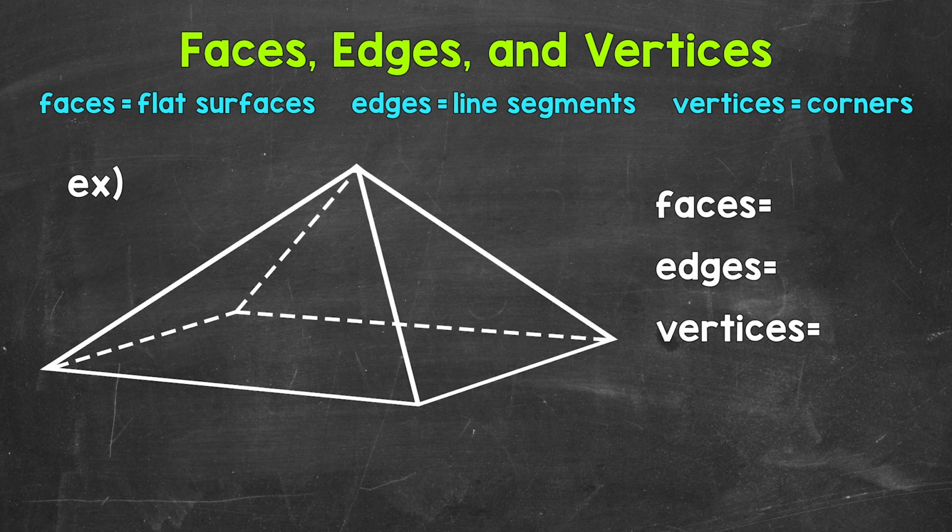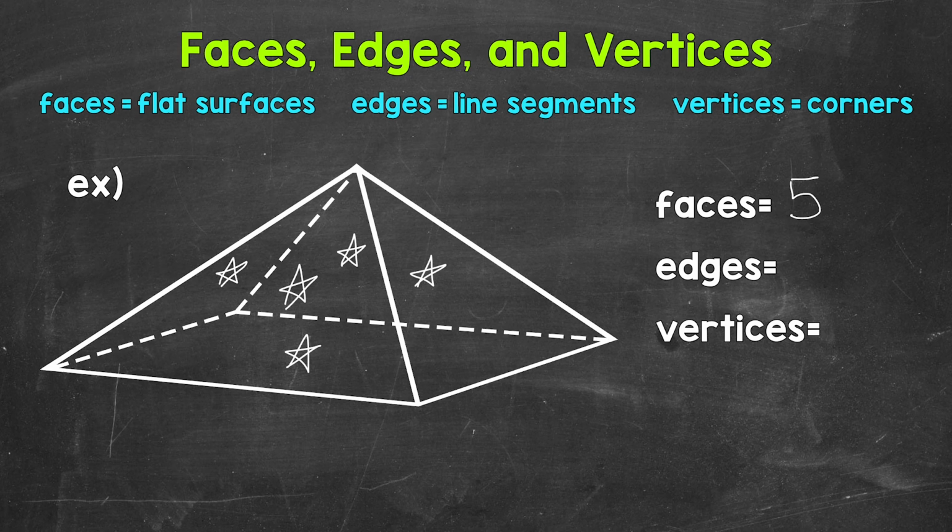Let's start with the front face right here. So this is one face. Now let's go around the pyramid. So we have one to the left in the back there. So that's two faces. Then we have this one in the back. That's three faces. And then this face to the right. That's four faces. Then we have the rectangular base, which is a face. So five total faces.